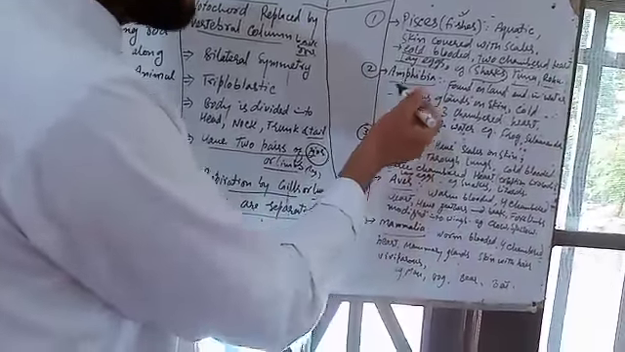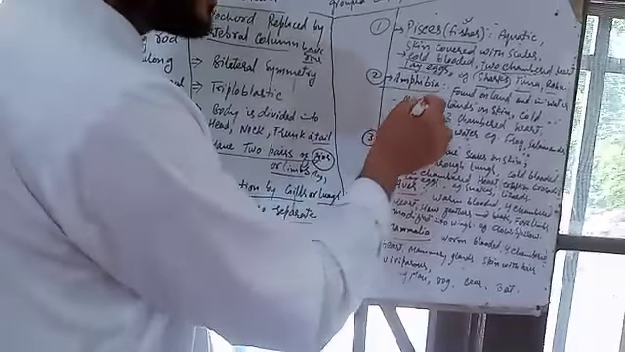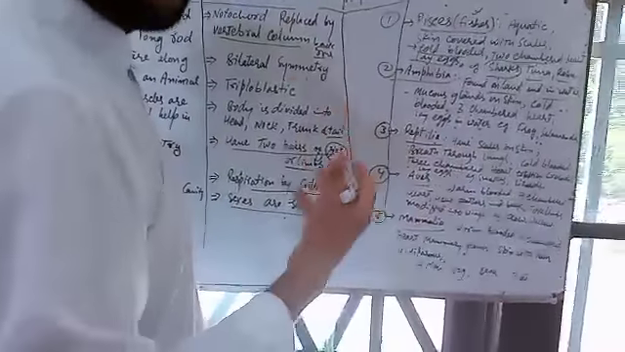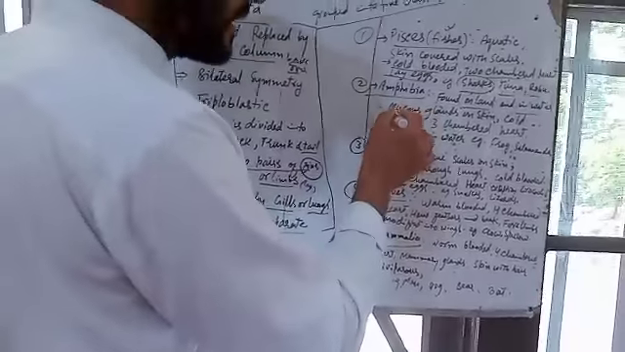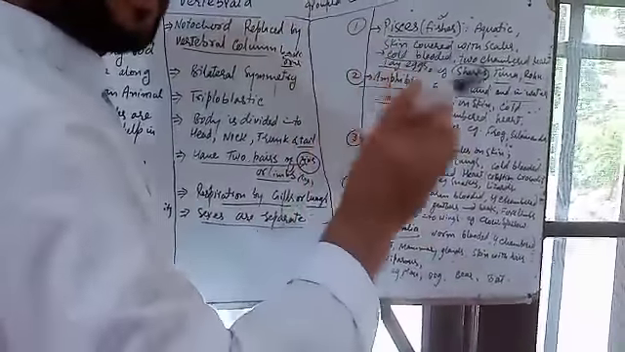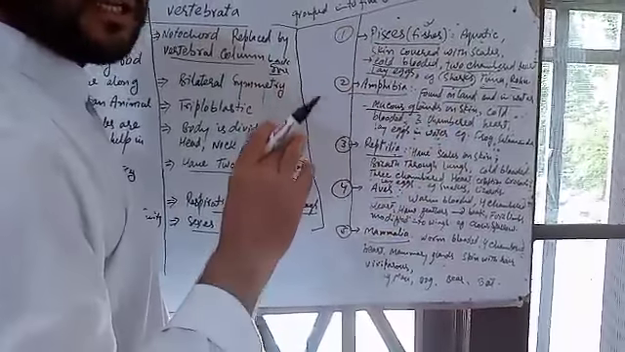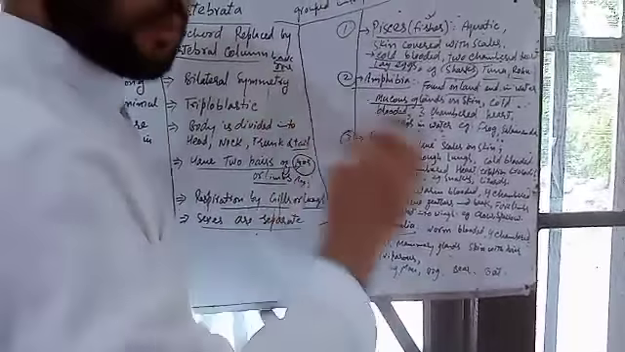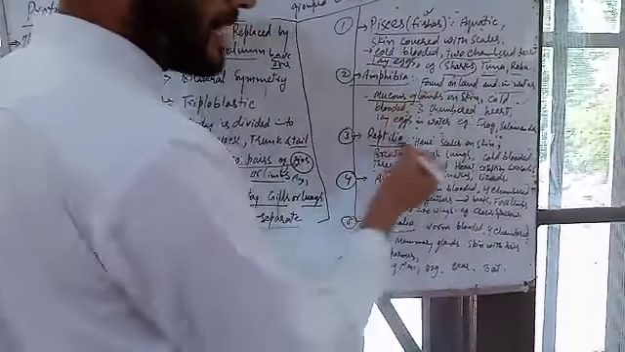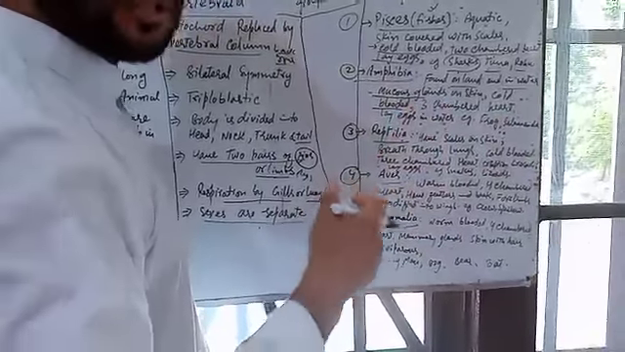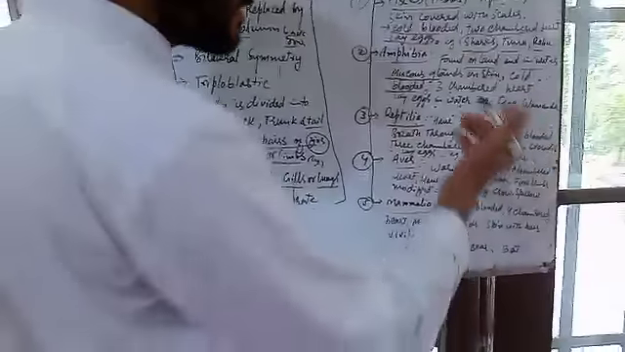Next is Amphibia. These are the animals found on land and in water. They live on land as well as in water. The skin has mucus glands. That means when they are present on land, they do not feel the scarcity of water. Their skin remains moist with the help of these mucus glands. Cold-blooded, again they change their body temperature with their surroundings.